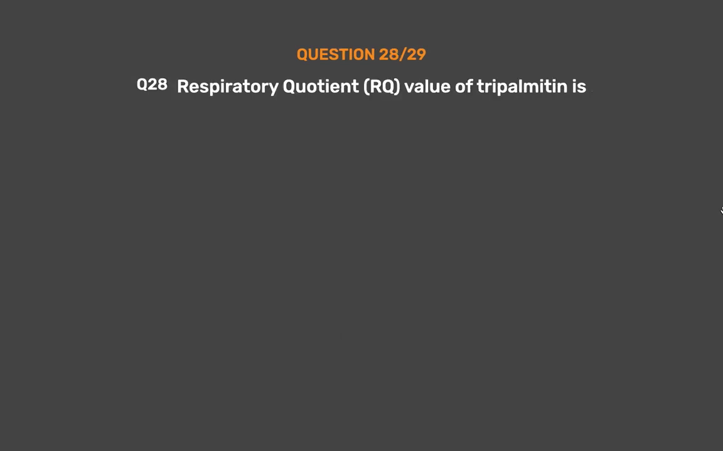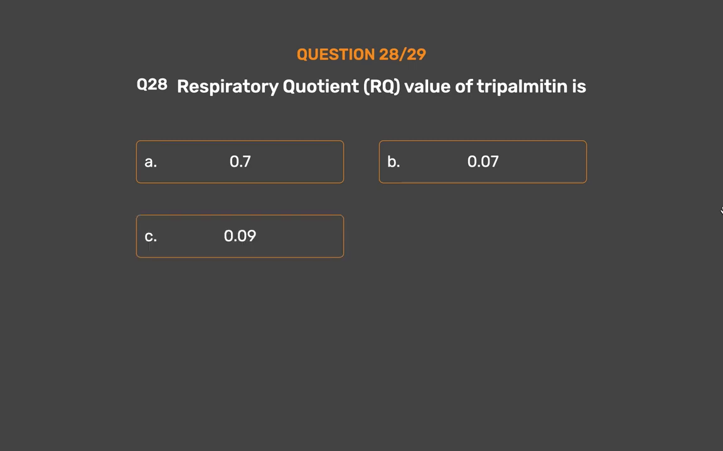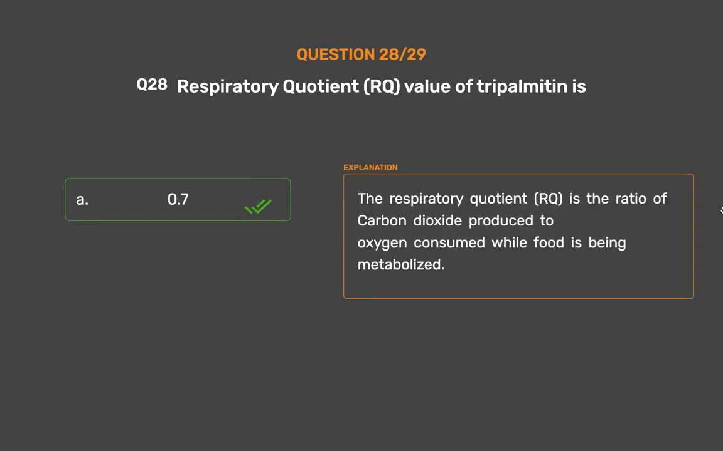Question number 28. Respiratory quotient, RQ, value of tripalmitin is: Option A, 0.7. Option B, 0.07. Option C, 0.09. Option D, 0.9. The correct answer is Option A, 0.7. The respiratory quotient, RQ, is the ratio of carbon dioxide produced to oxygen consumed while food is being metabolized.